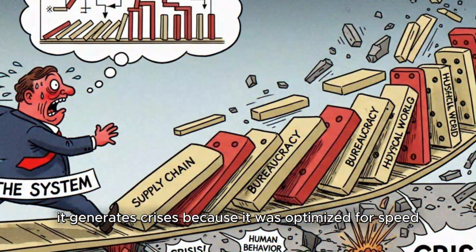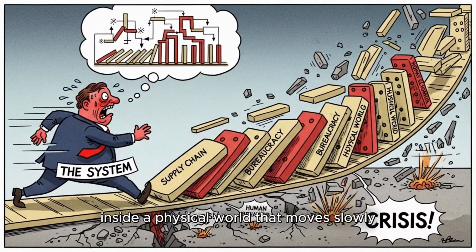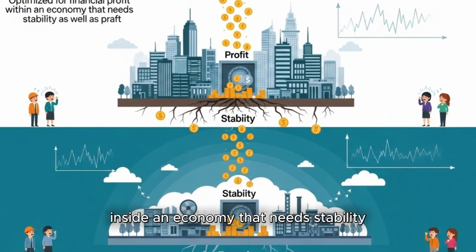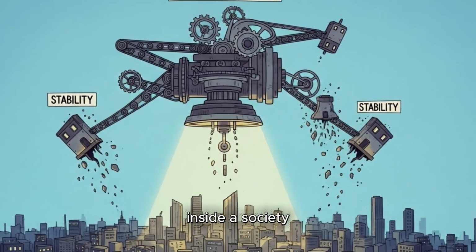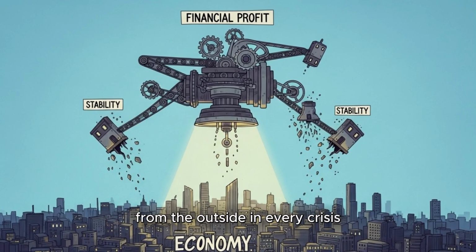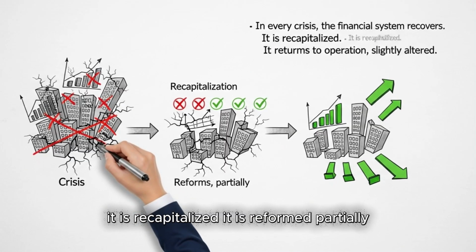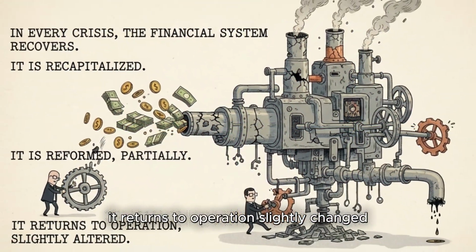It generates crises because it was optimized for speed inside a physical world that moves slowly, because it was optimized for financial returns inside an economy that needs stability as well as returns, because it was optimized for the people who operate it inside a society that also contains the people who depend on it from the outside. In every crisis, the financial system recovers. It is recapitalized. It is reformed partially. It returns to operation slightly changed.